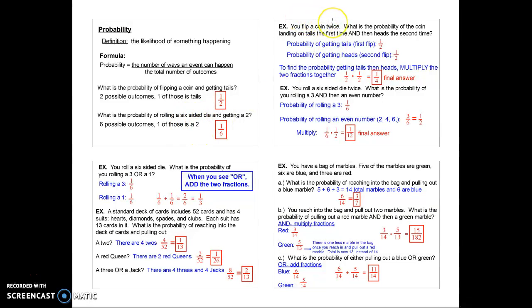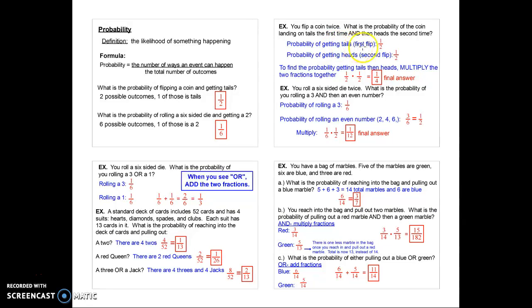So now, next example. You're going to flip a coin twice this time. So I'm going to have 2 separate probabilities that are happening. But I want to know what is the probability of the coin landing on tails the first time and heads the second time. So I have 2 probabilities, but I'm going to calculate them together because I want these events to happen together. So I figure out each of their probabilities separately.